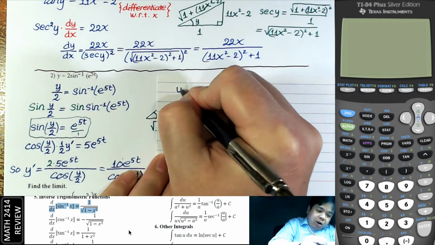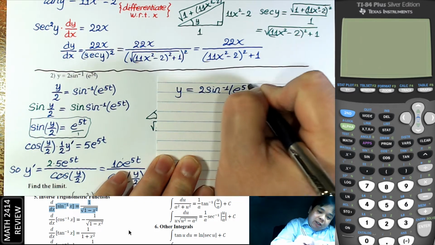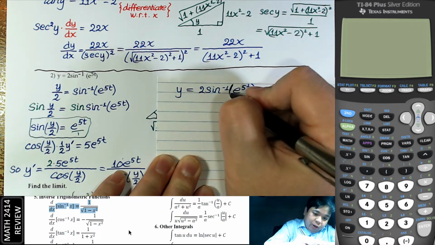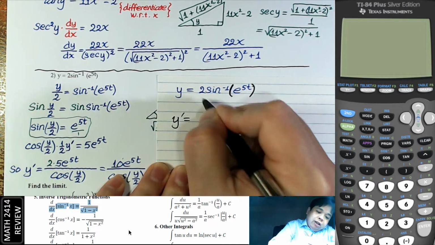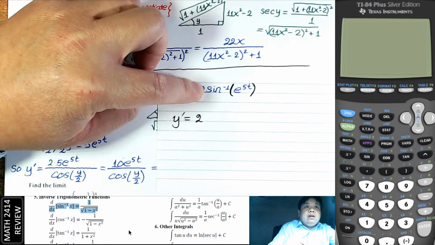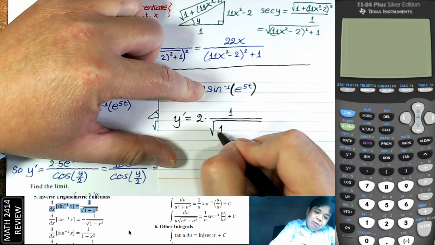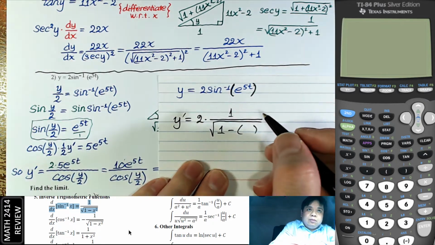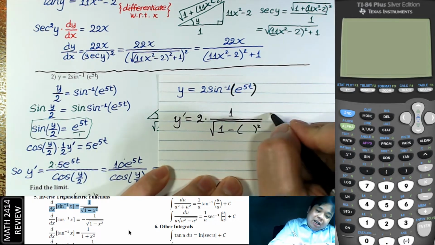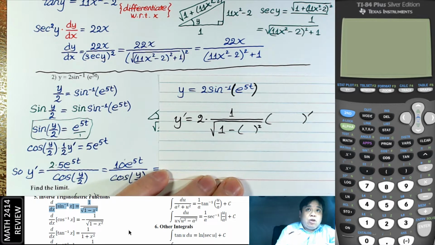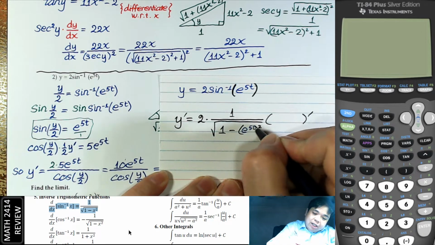So let me write the problem. y equals 2 sine inverse of e to the 5t. So for sine inverse of something, the derivative, there's a 2 there, of course. Derivative of sine inverse is 1 over square root of 1 minus something squared, right? That's what the formulas on that side indicate. And then the derivative of the parentheses. That's what we have. We just happen to have e to the 5t inside the parentheses.